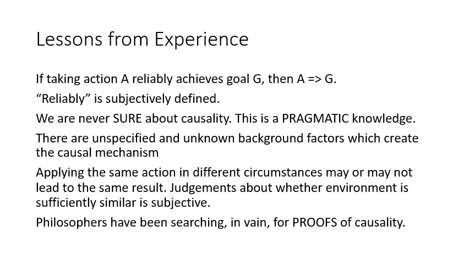So what do we learn from this episode? Well, if taking action A reliably achieves goal G, then A causes G, and we can draw the arrow between them. What does reliably mean here? This is subjectively defined. We don't have any particular criteria that you have to observe this happen 100 times or 80 times out of 100. It's basically a subjective measure of our feeling of how strongly we can trust this path.